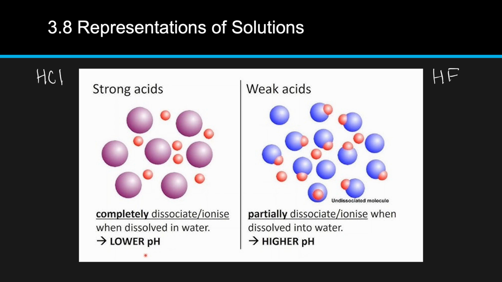Whereas on the right, we have hydrofluoric acid, which is a weak acid and only partially dissociates. You can see the majority of the molecules are still together, and some of them have dissociated into ions. So we only have 1, 2, 3 F- ions, and we only have 1, 2, 3 H+ ions, where all the rest of them are still connected via a covalent bond.